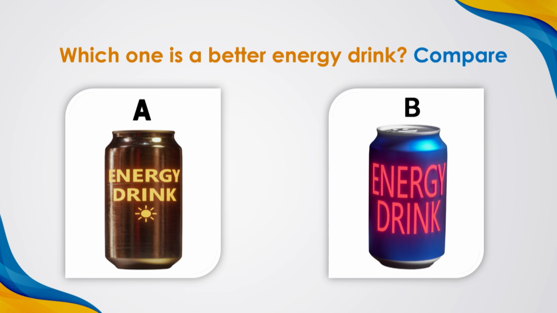Now, as an example, here I have given 2 energy drinks, and I want to know which one is a better energy drink. Now, there are 3 possibilities. Drink A may be better than B, or drink B may be better than A, or both of them have the same effect. And these are our research hypotheses. A researcher must take any one of these hypotheses as his research hypothesis.